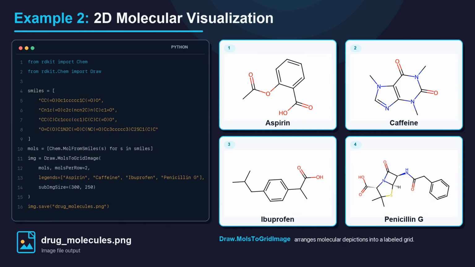Example 2 covers molecular visualization. Use MolsToGridImage to display multiple molecules in a grid. You can specify molecules per row, image size, and legends. This is essential for visually inspecting your compounds. The output can be saved as PNG or displayed directly in Jupyter notebooks.